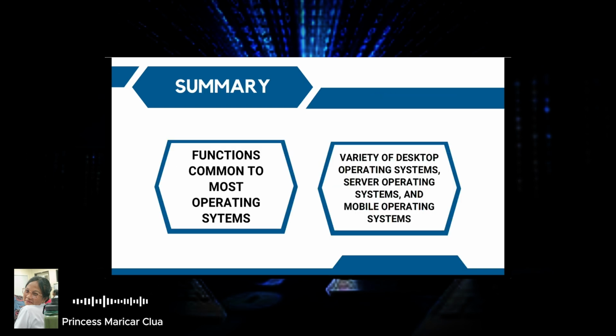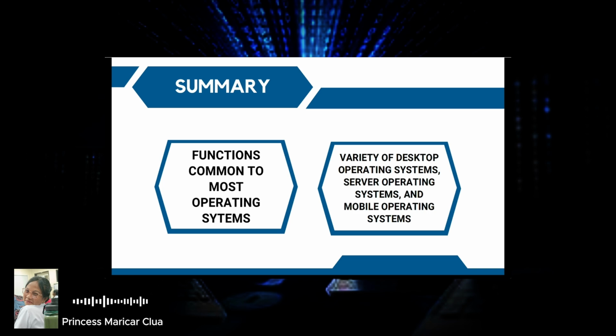In summary, operating systems serve several common functions regardless of their type. They manage hardware and software resources, act as an interface between users and devices, and handle tasks like file management, multitasking, and security. Operating systems provide a user interface, either graphical or command line based, allowing users to interact with the system easily. They ensure data security through user authentication and permissions.